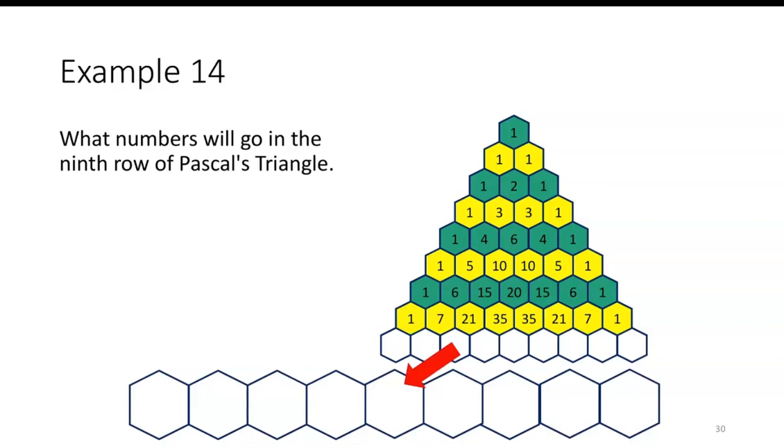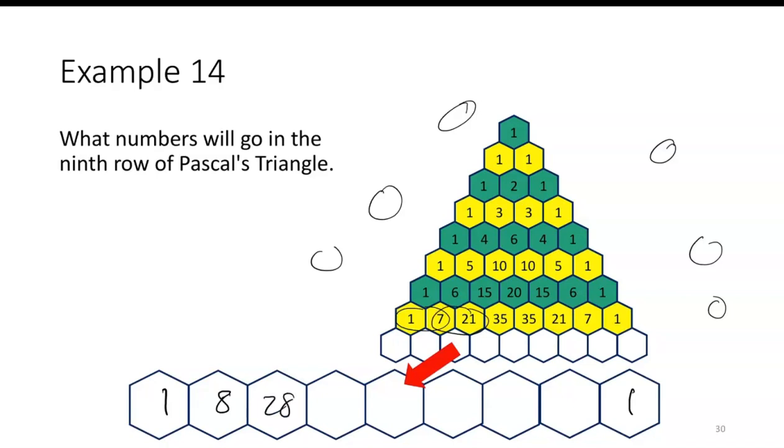So let's try to figure out the next row. What we do is we assume that everything on the outside is just zeros. So the first number is going to be a 1. The last number is going to be a 1. Now, 1 plus 7 is 8. And then the next two over are 7 and 21. That's 28. And then 21 plus 35 is 56. 35 plus 35 is 70. And then 56, 28, 8.